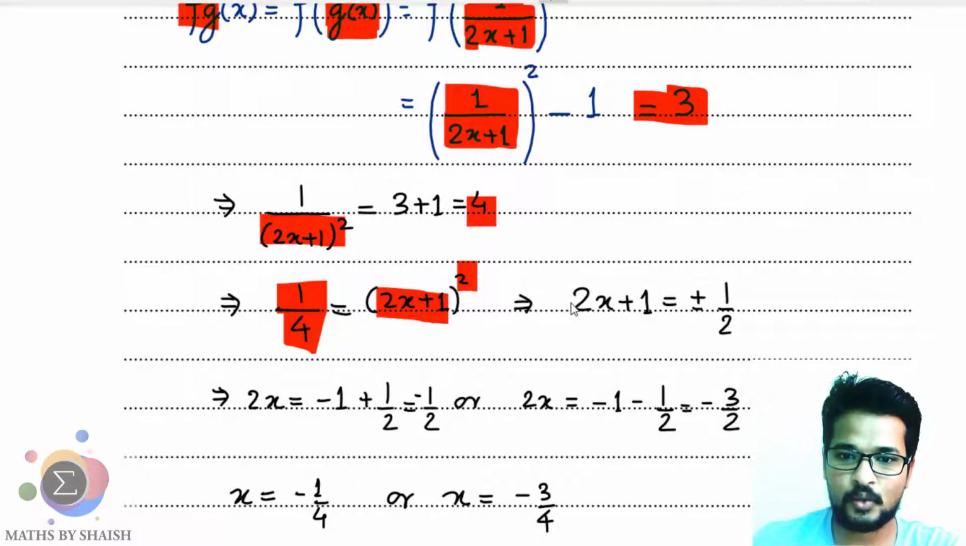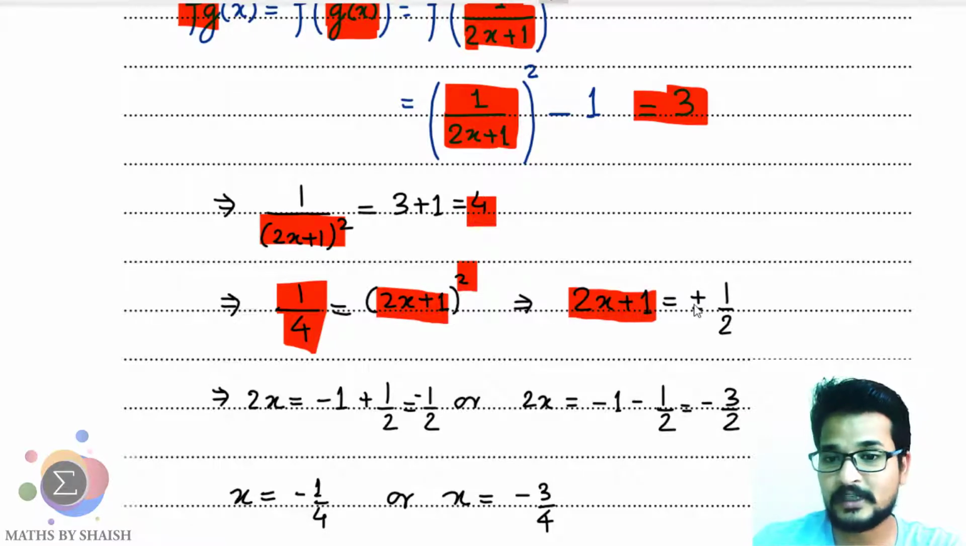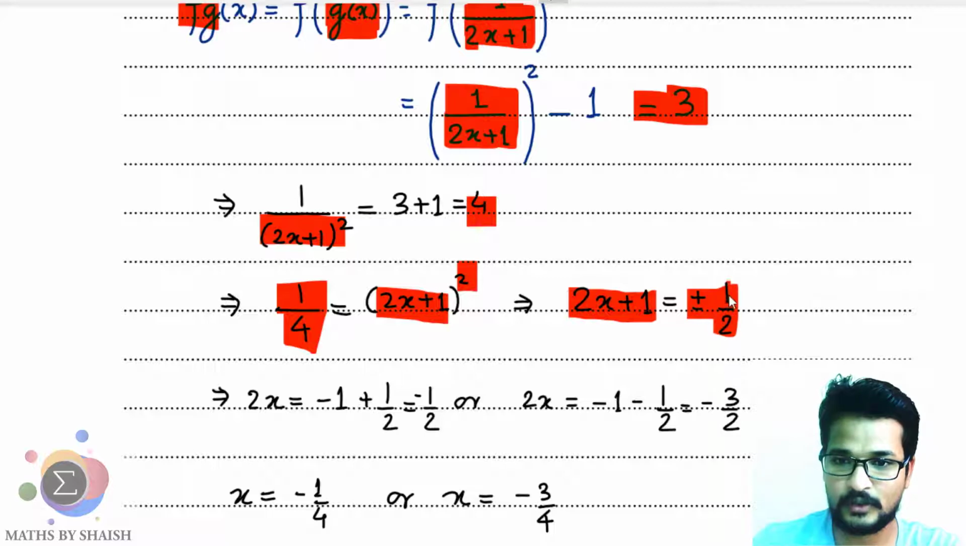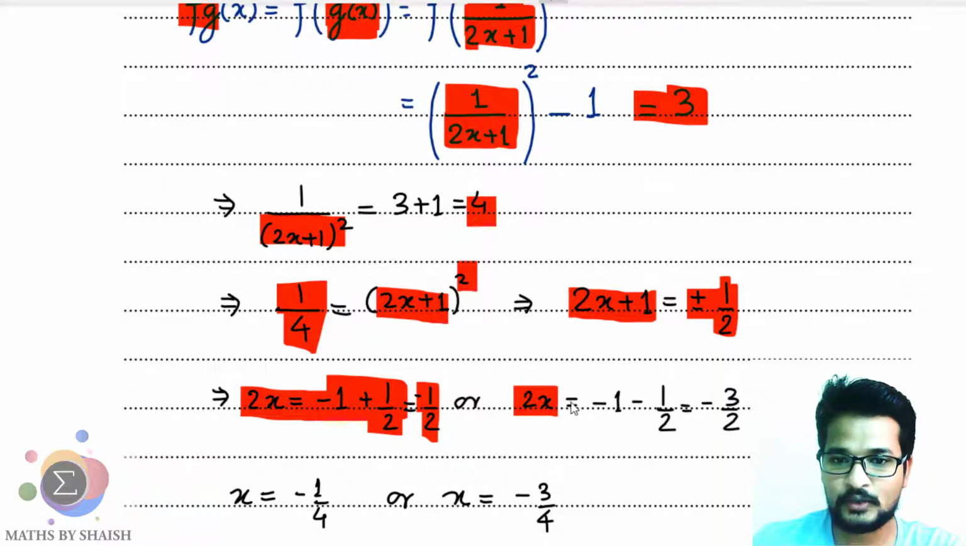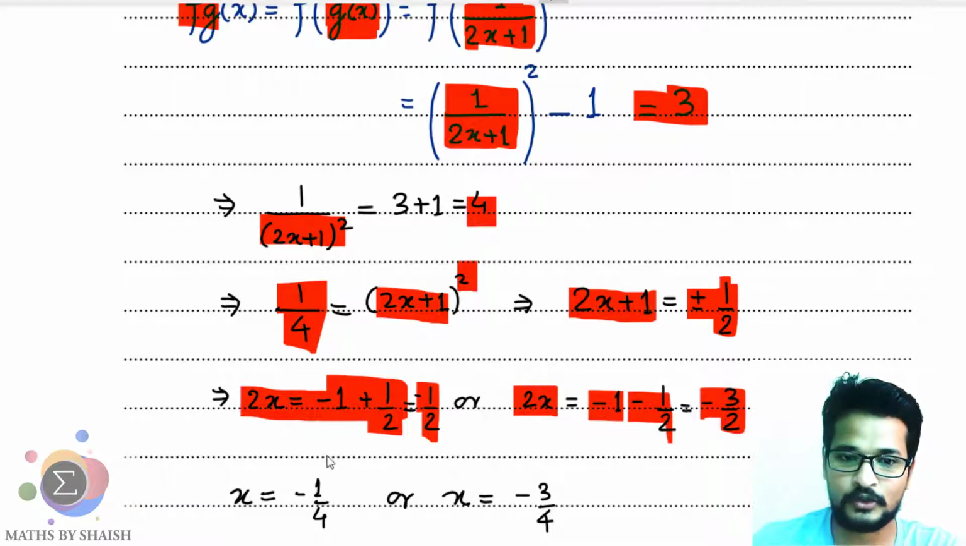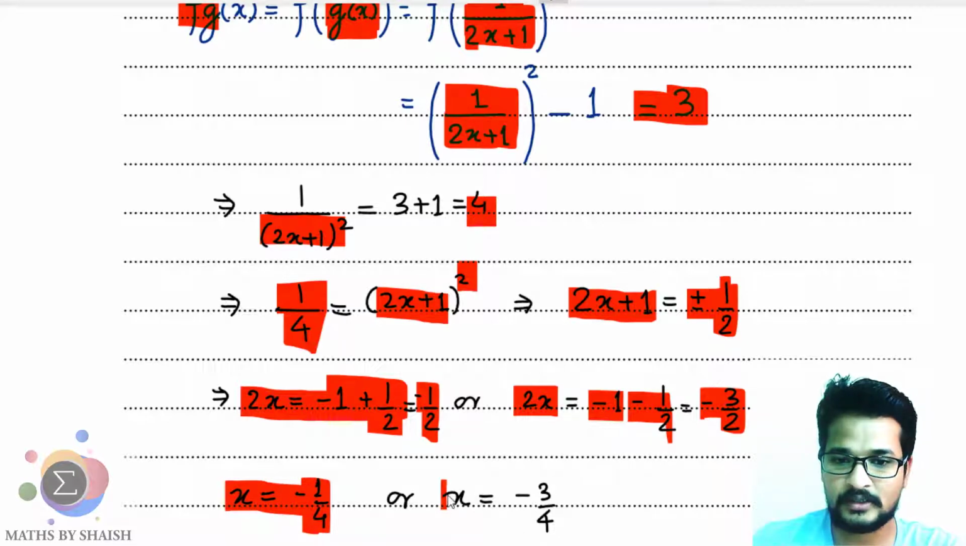So removing the square we get 2x plus 1 equals plus minus half, because the square root of 1 by 4 is half. So by taking the plus sign we get 2x equals minus 1 plus half, that is minus half, and by taking the negative sign 2x becomes minus 1 minus half, that is minus 3 by 2. So we got two solutions: x equals minus 1 by 4 and x equals minus 3 by 4.